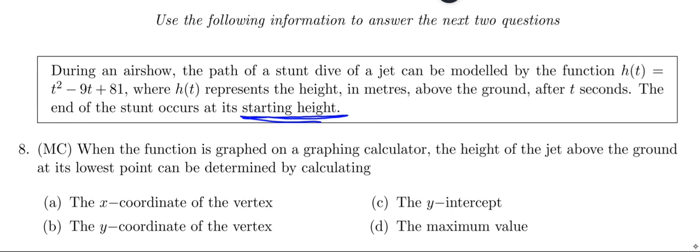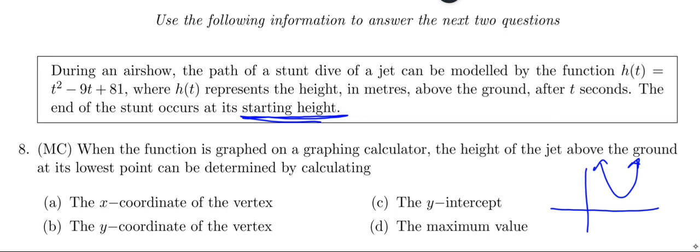So here's the question. When the function is graphed on a graphing calculator, the height of the jet above the ground at its lowest point can be determined by calculating what? Okay, well, let's think about this. If we graph this out here, I don't even know much about what this function looks like, but I know that it's a parabola that opens up. So it's something like this, very likely.